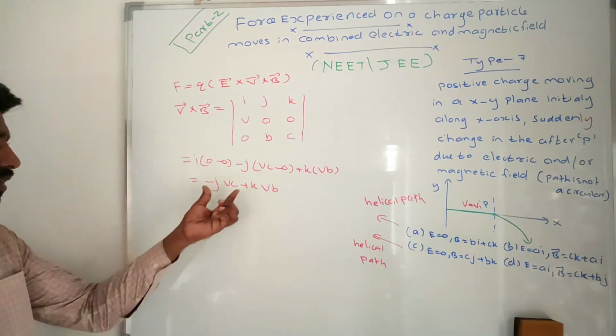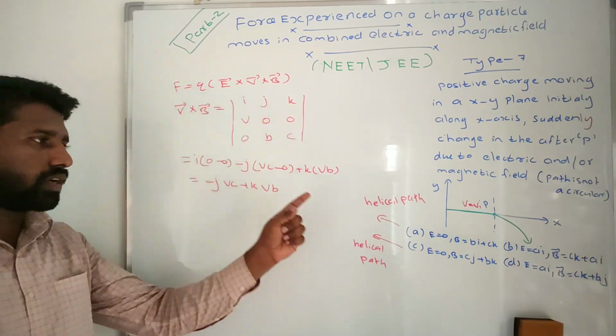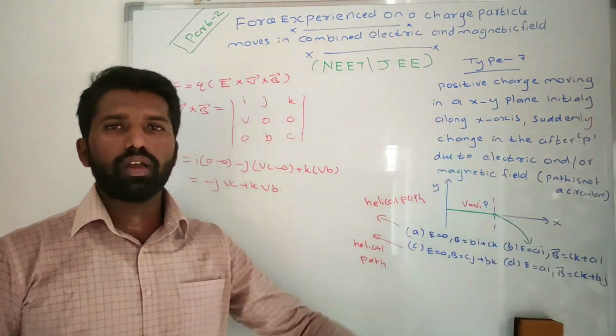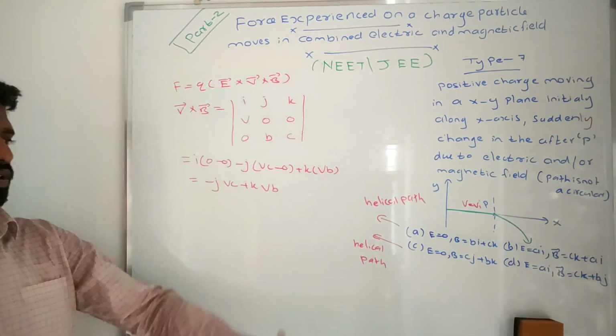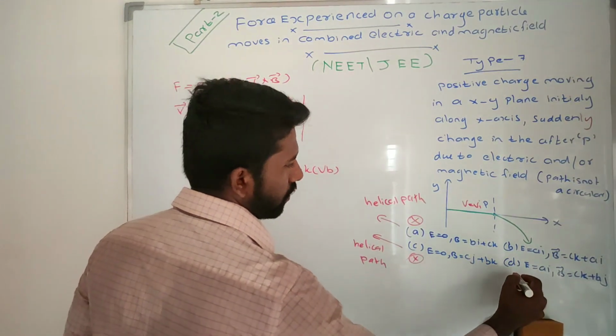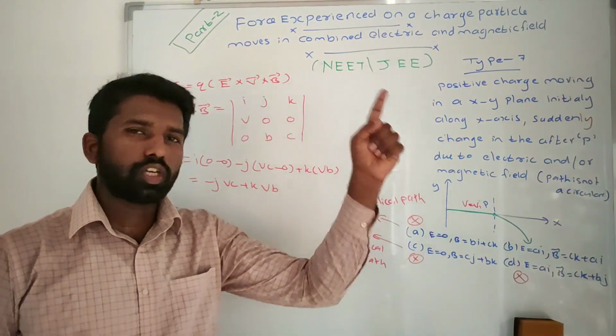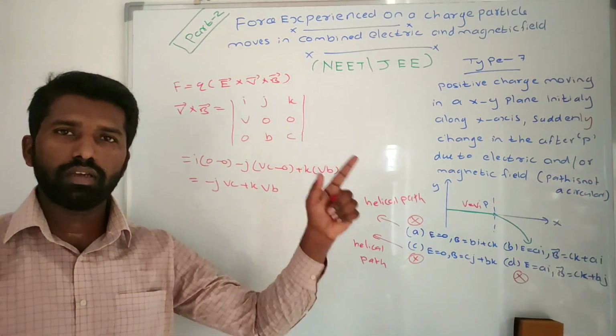That means there is a z component, but the charged particle is still in the XY plane. So this is also not possible. This is not possible. Then surely which option is it? That is option B.